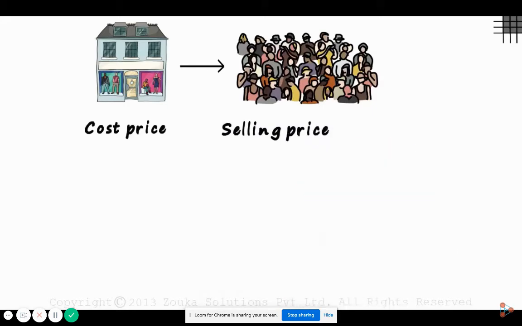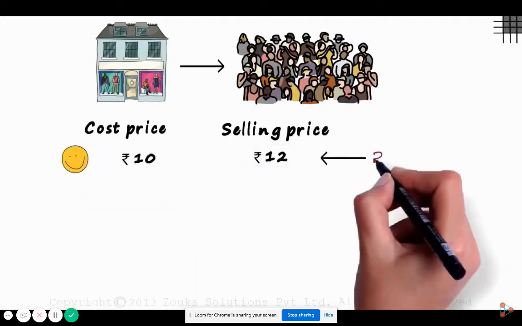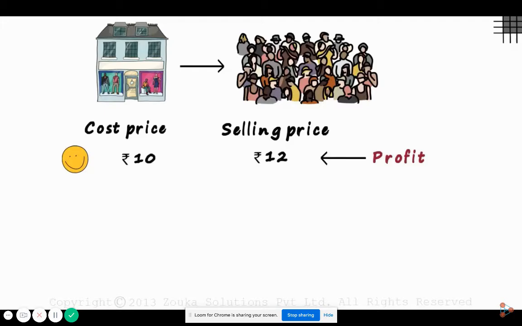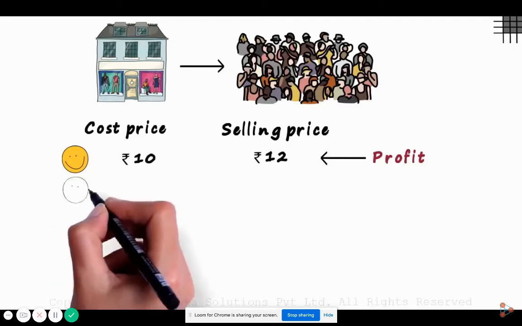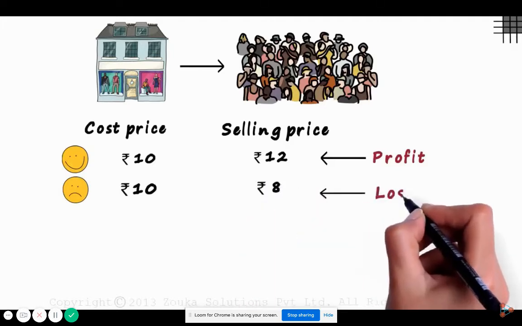Let's assume the shop buys it from the factory at 10 rupees and sells it to the people at 12 rupees. The shop has sold it at a higher price than its cost. Hence, it is in profit. Now assume that the shop has ordered many products from the factory, but the demand for the products has suddenly dropped. The cost price still remains 10 rupees. But because of the low demand, the shop decides to sell it to the people at 8 rupees. In this case, the shop incurs a loss.